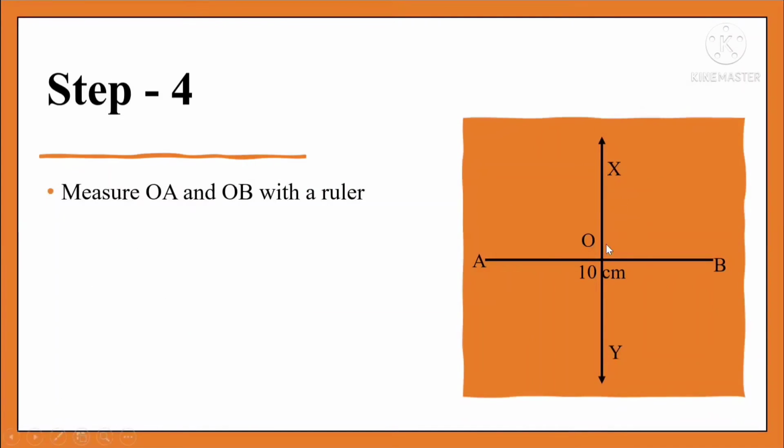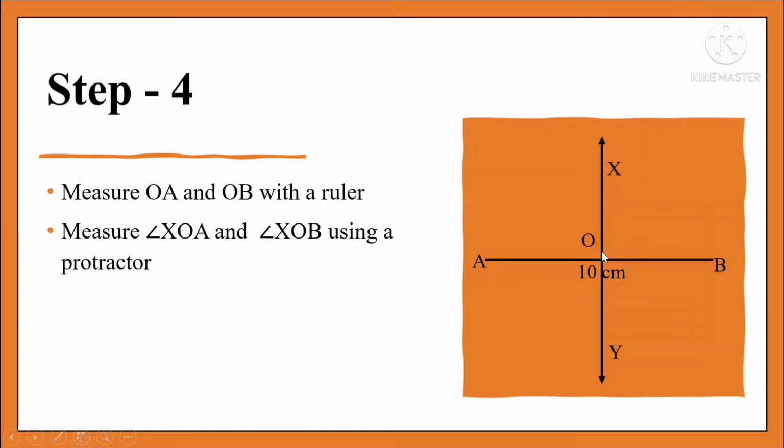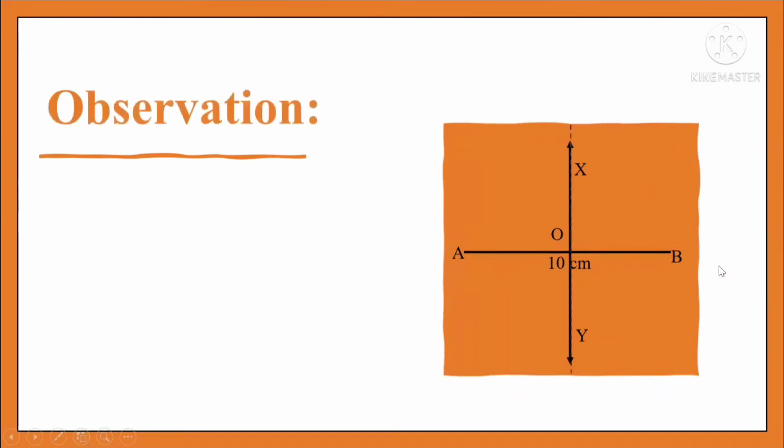I measure OA and OB. OA and OB I measure with the ruler. And I also measure angle XOA and angle XOB also with the protractor, right? Let us see the observation. What will the observation be?